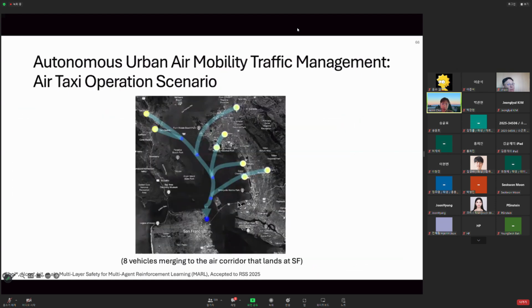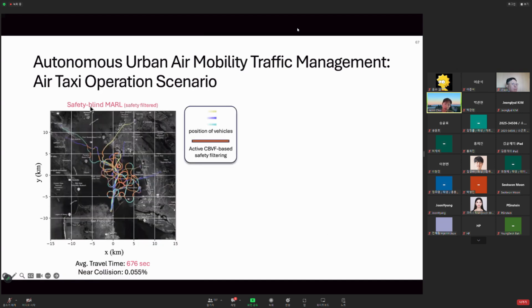So in this simulation scenario, I'm simulating 8 vehicles starting from various locations in the Bay Area, merging to San Francisco. So this is a hypothetical scenario. In the morning time, everyone wants to get to their workplace using the air taxi. And all these vehicles merge to this air corridor to converge to San Francisco.